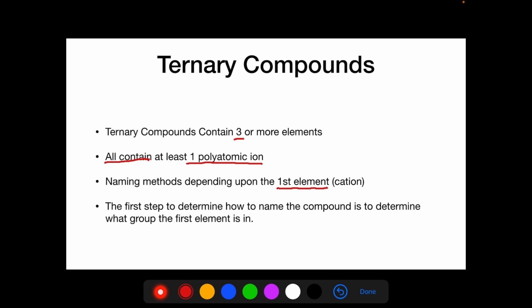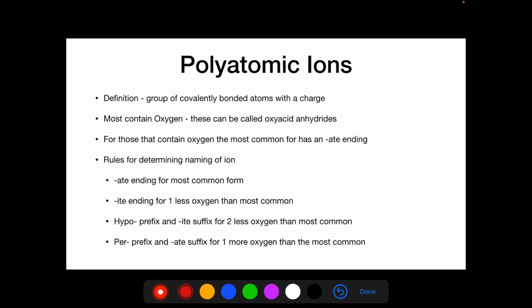The first step that we need to do to determine how to name the compound is to determine what the first element is. Now, a word about our polyatomic ions. A polyatomic ion is a group of covalently bonded atoms with a charge. Most of our polyatomic ions contain oxygen. If they contain oxygen, they can also be called oxyanions.